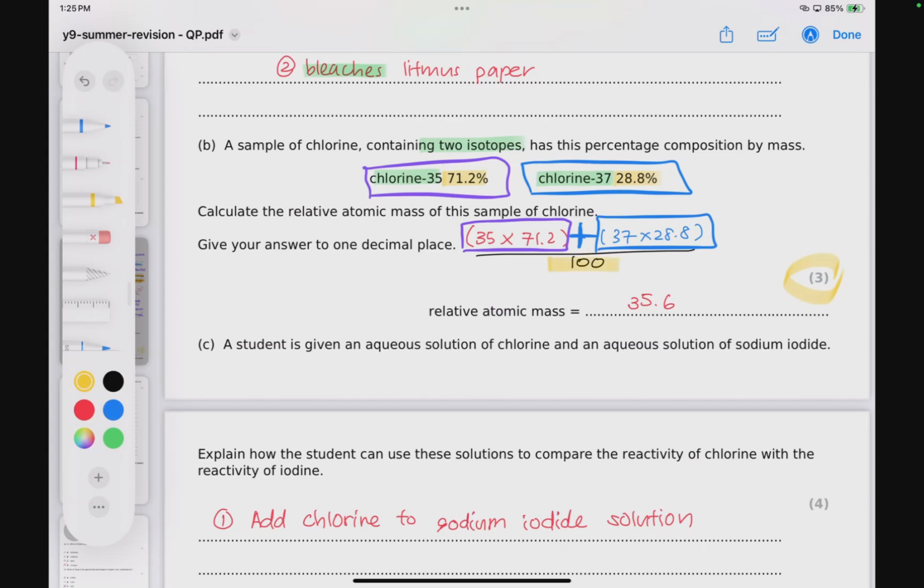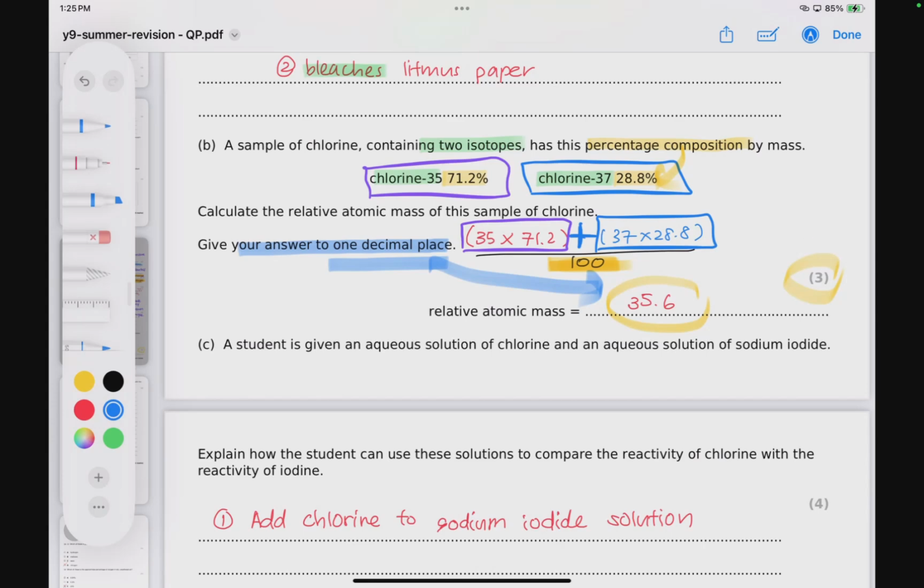Now why 100 is because this is percentage composition by mass, so this is by percentage, so you need to divide by 100%. So you will get your answer. So things to take note before you write your final answer. It could be a string of answers, but because the question asks for 1 dp, so please present your answer to 1 dp to get your third and final marks.